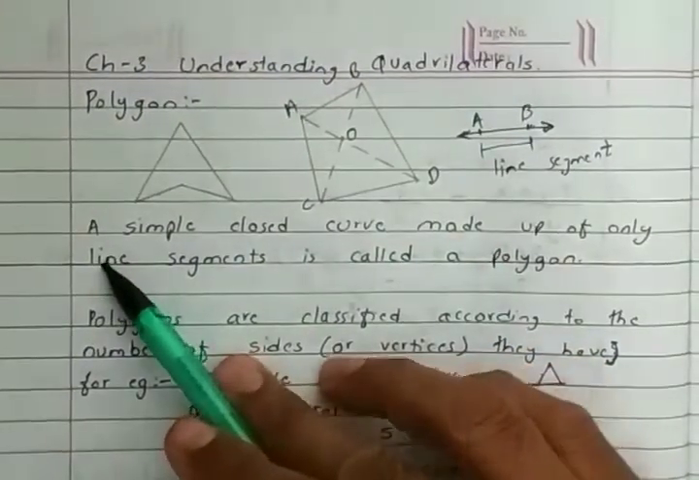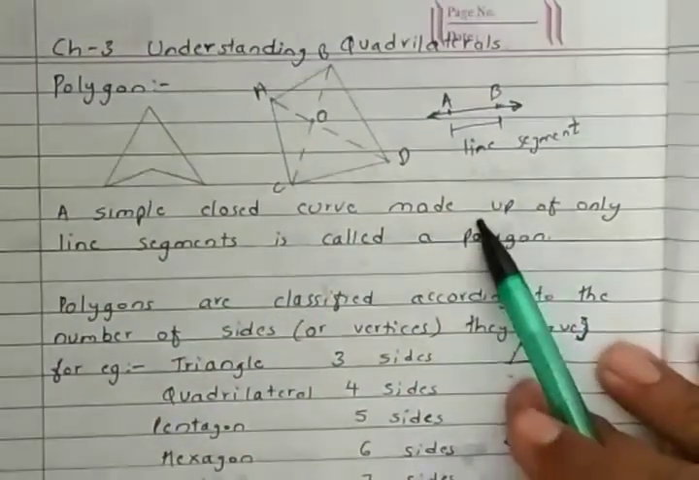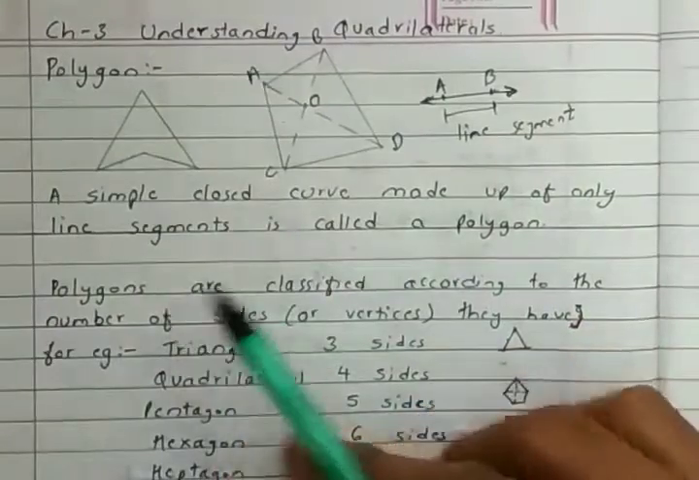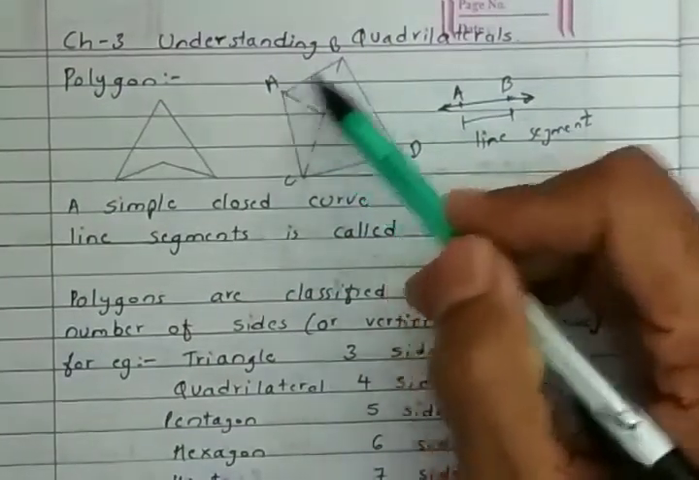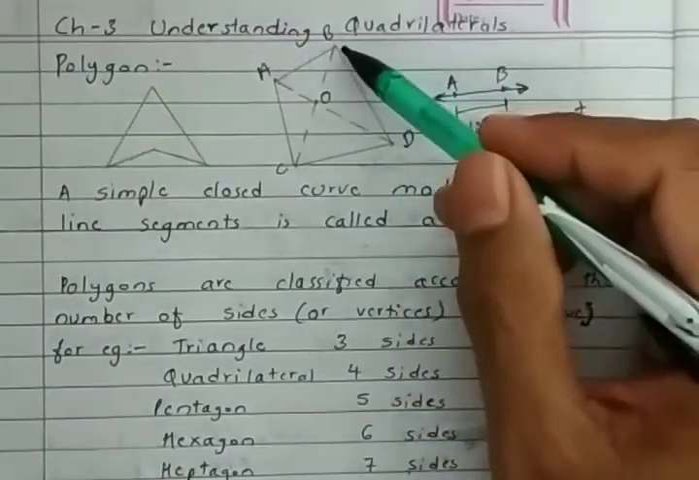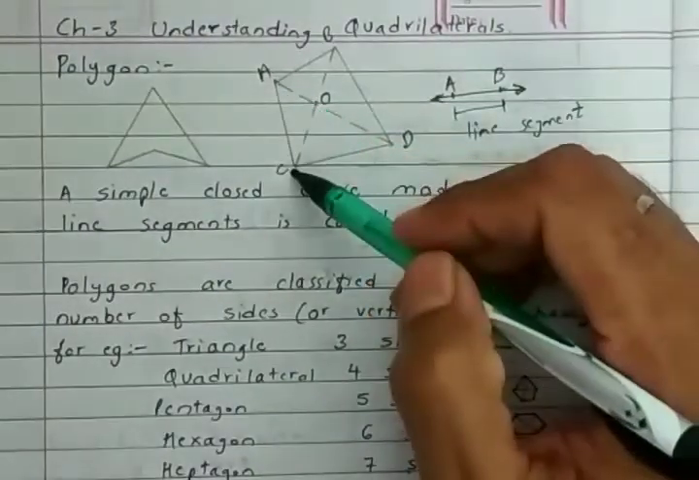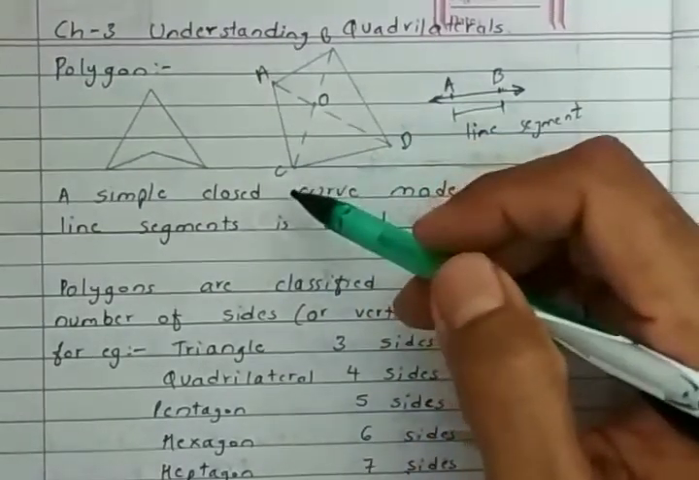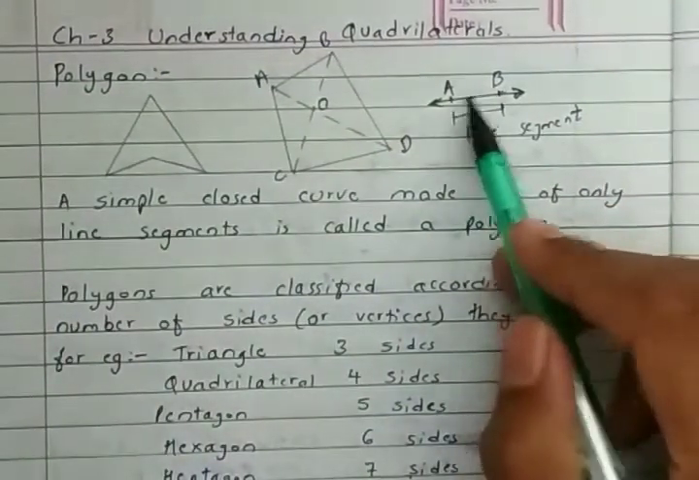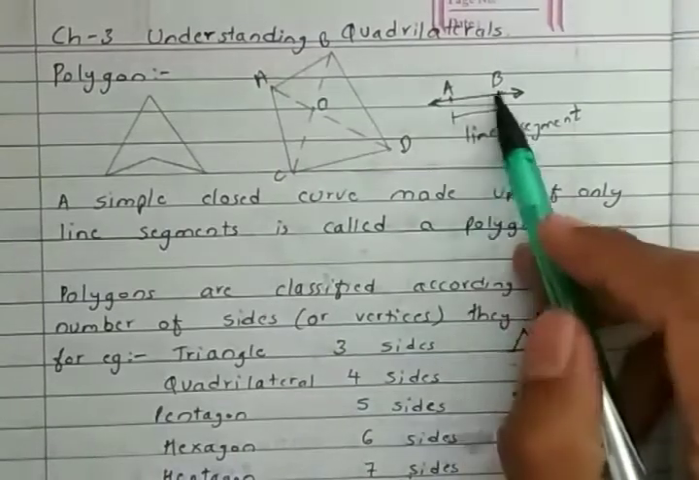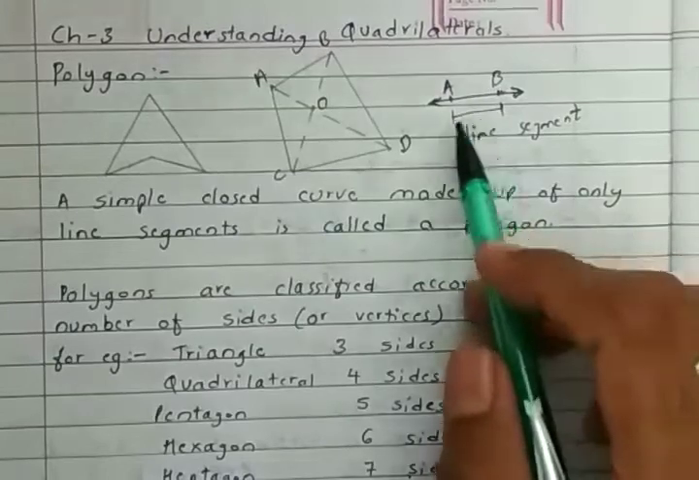The definition says that a simple closed curve made up of only line segments. These are line segments, okay? You can say this as AB line segment, BD, line segment CD, and line segment AC in this case, in this figure, okay? You know that AB is a line and this is a line segment, okay? If you specify any 2 points on a line, it is called a line segment which has a specific distance.